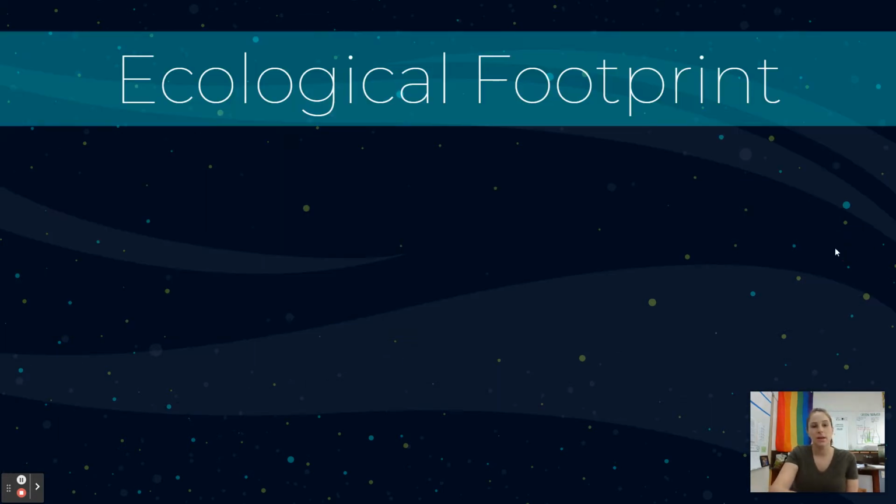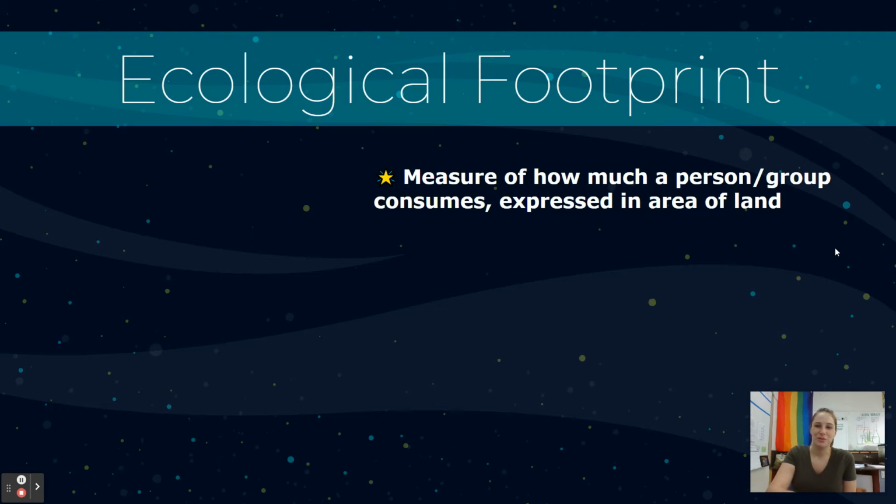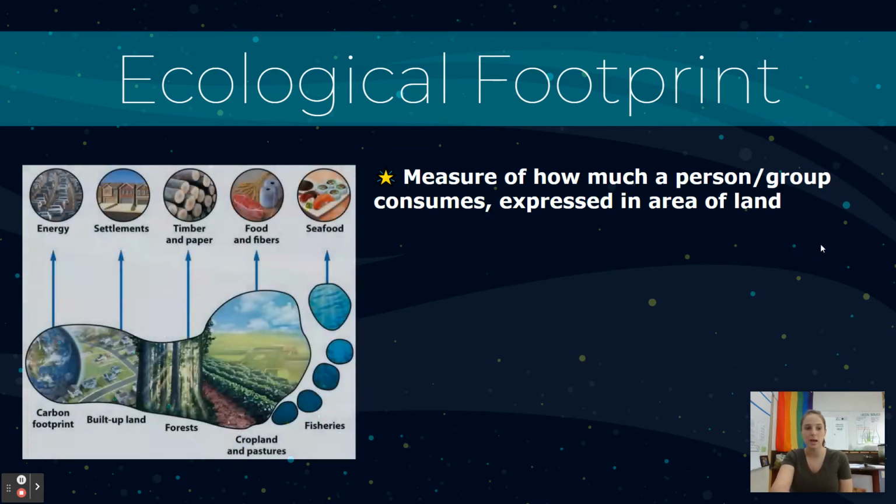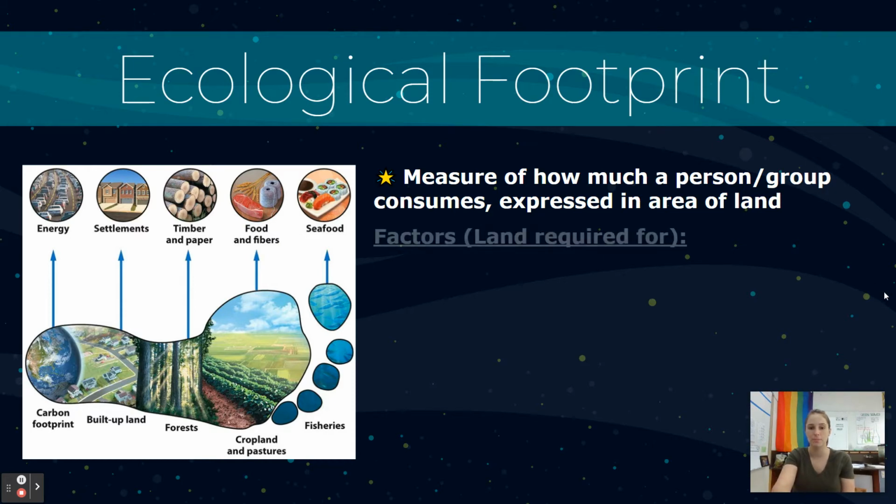So let's first start by talking about what an ecological footprint is. This is going to be the measure of how much a person or group consumes. And this is usually going to be expressed in an area of land, which is going to be the units. This is going to take up a bunch of aspects, like the energy that's used for your life, where you live, the timber and paper that's required for your life, food, all of that. So all of this is going to go into how much you consume.